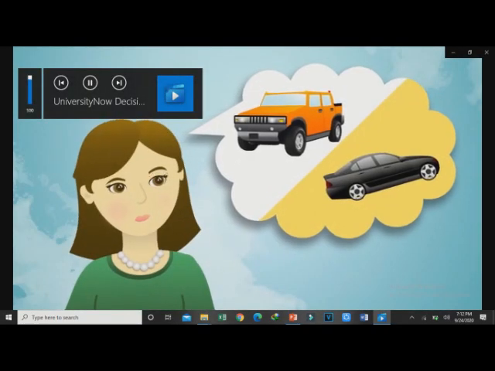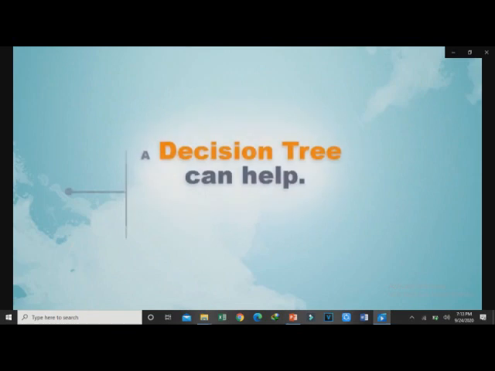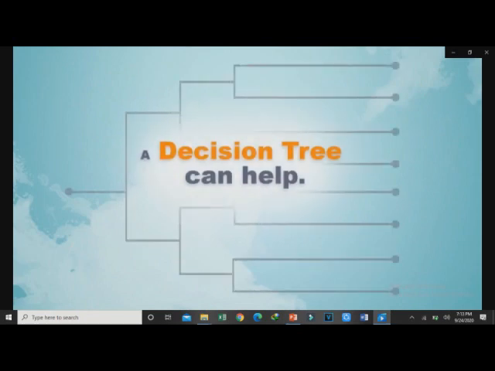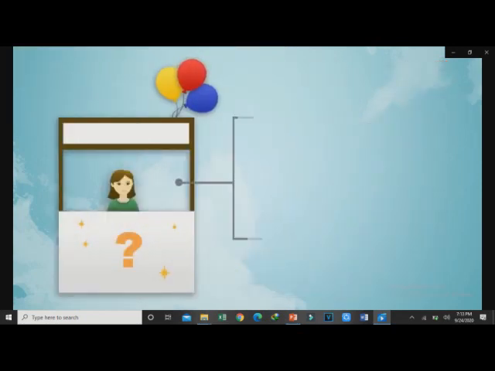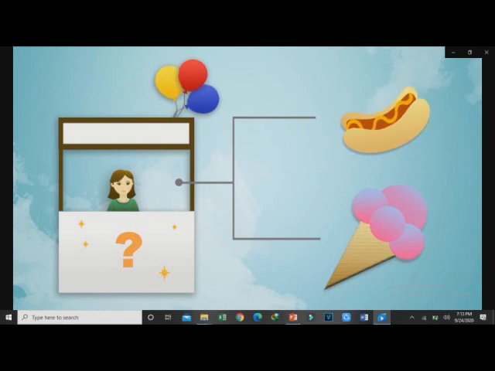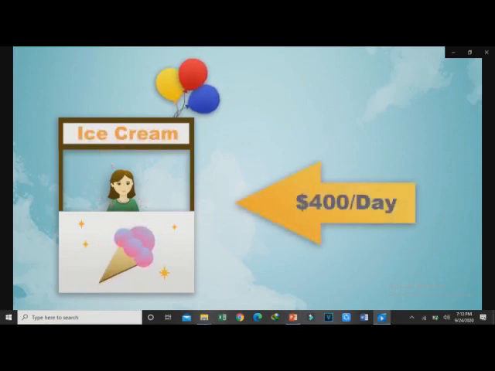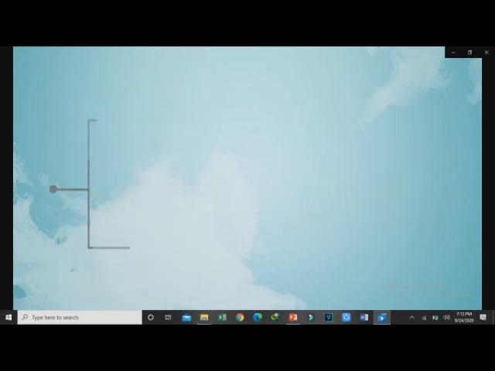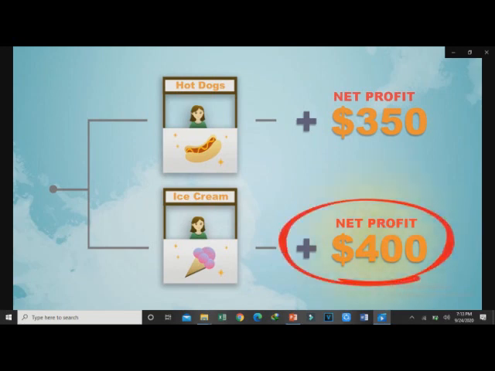Have you ever had a hard time making a choice? Sometimes it can be difficult to weigh the options objectively. This is where a decision tree can help. Imagine you're going to be a vendor at the county fair, and you can choose between two options, a hot dog stand or an ice cream stand. The hot dog stand can earn up to $350 a day. The ice cream stand can earn up to $400. Which one should you choose? In this scenario, the answer is obviously the ice cream stand.